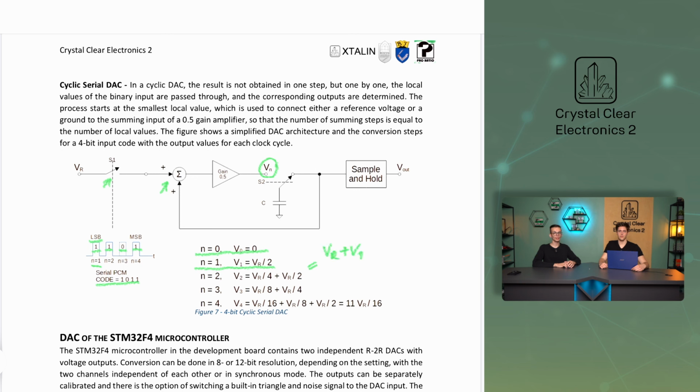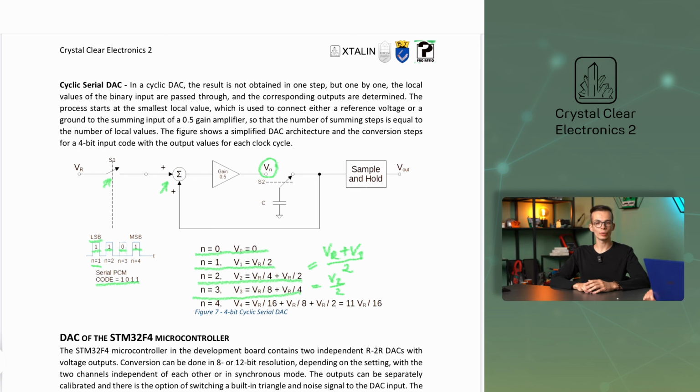Thus, Vreference and Vreference divided by 2 from the previous iteration arrive at the input of the amplifier together. When the amplifier halves these, we will get V2, which is Vreference divided by 2 plus Vreference divided by 4. But in iteration 3, the incoming bit is 0, so there is nothing coming from the left input. However, from below, from the feedback branch from the previous iteration, comes V2, which is Vref over 2 plus Vref over 4. If the amplifier halves this, it becomes Vref over 4 plus Vref over 8.